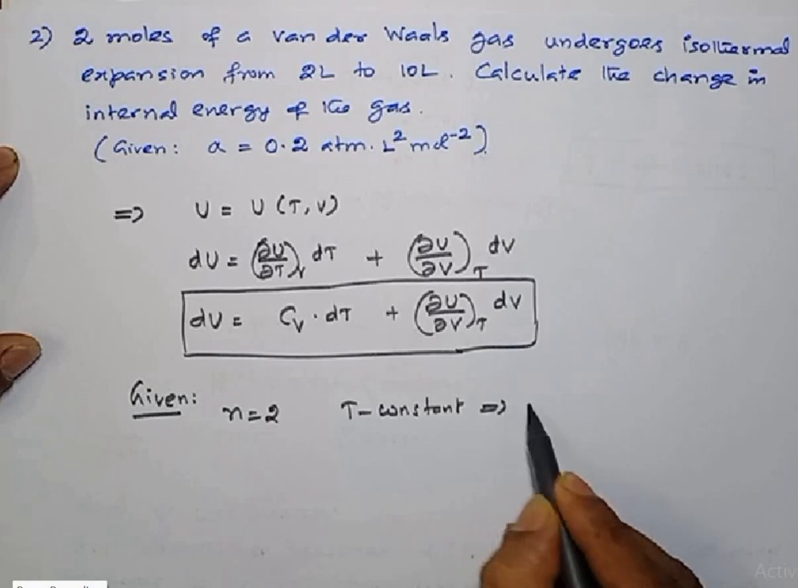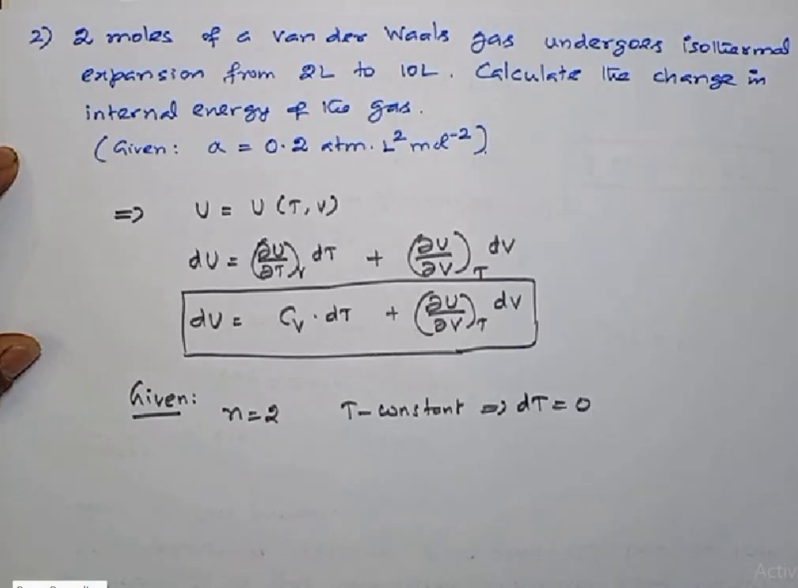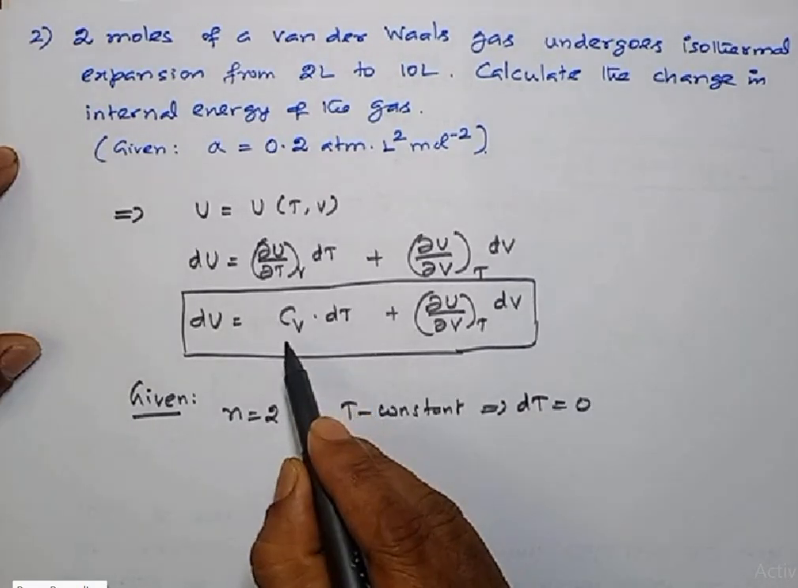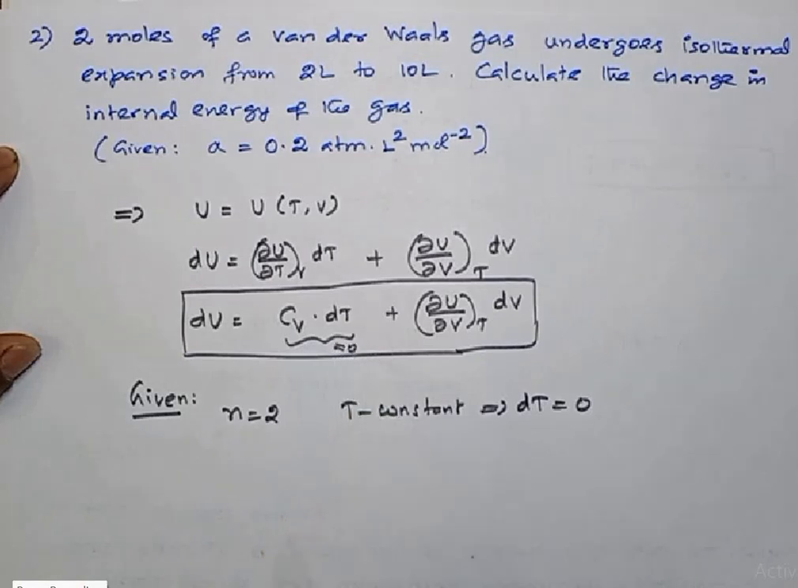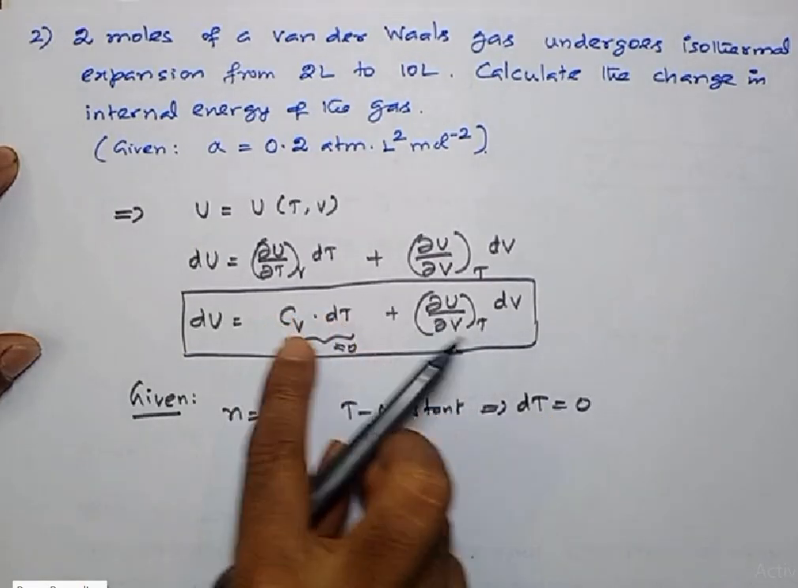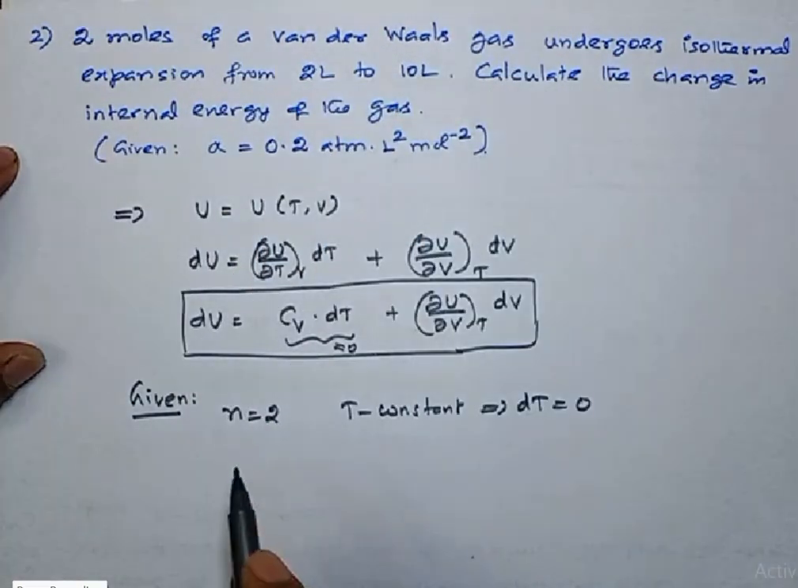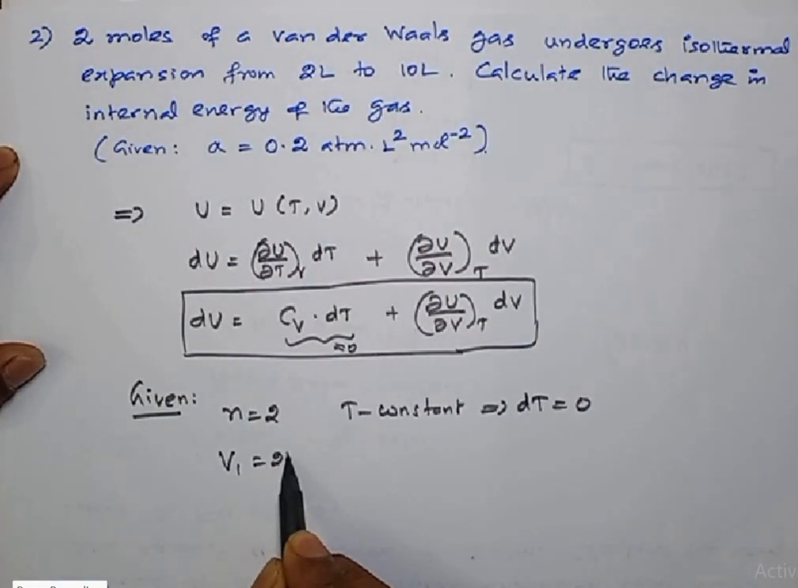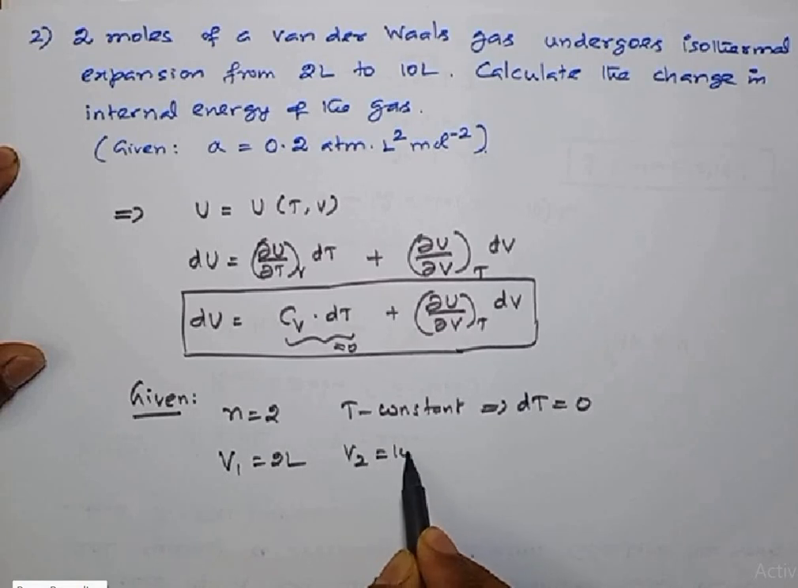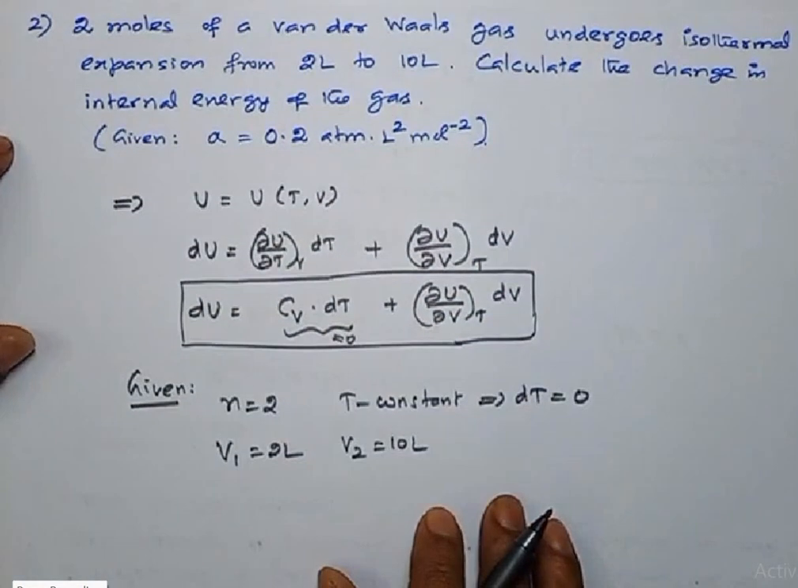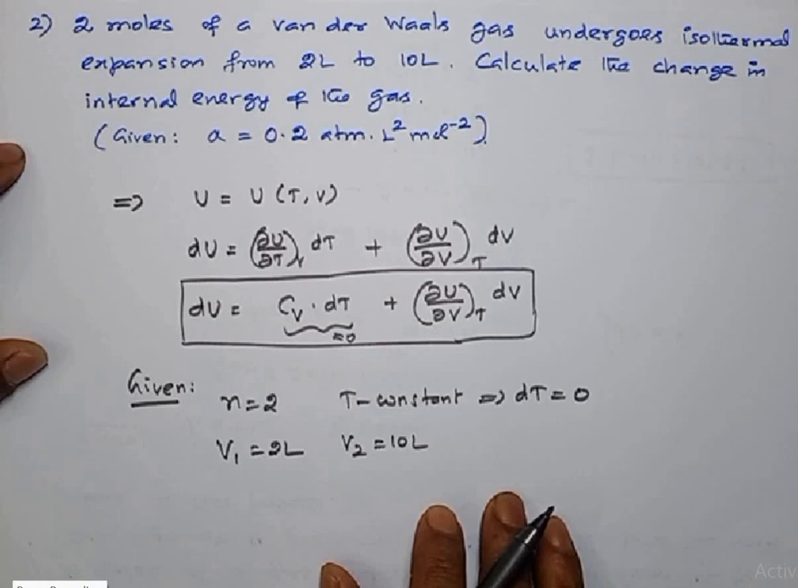Temperature constant means dT should be 0. If dT is 0, then this part becomes 0. Then the gas undergoes expansion from 2 liters to 10 liters. So the initial volume is 2 liters and the final volume is 10 liters. They are asking to calculate the change in internal energy.